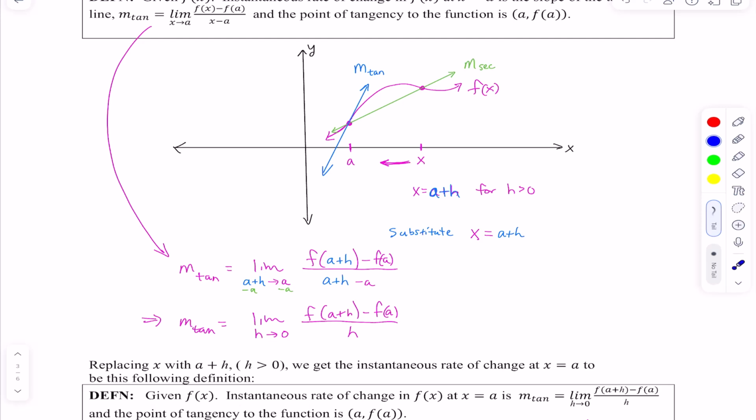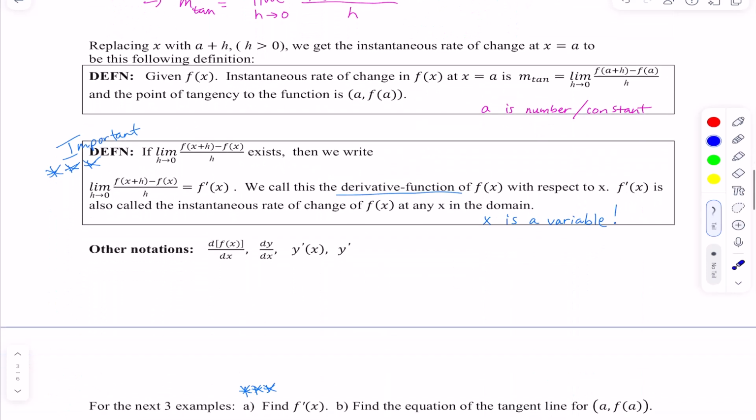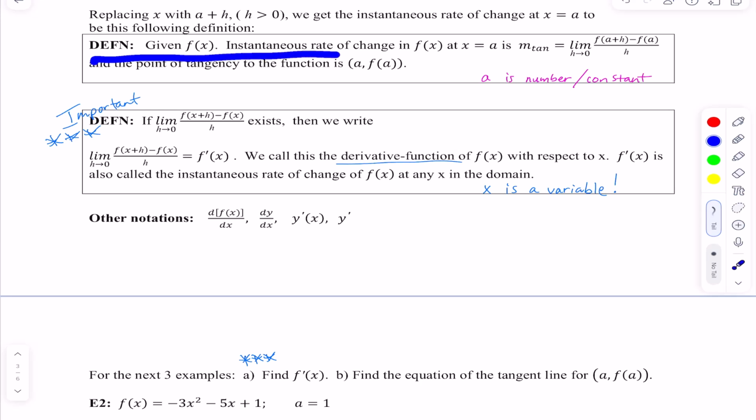But what if we want to study the derivative as a function? What if we wanted to study the derivative as a function? The first definition right here is the rate of change with a point of tangency.